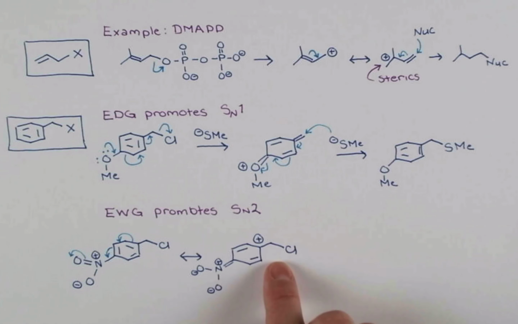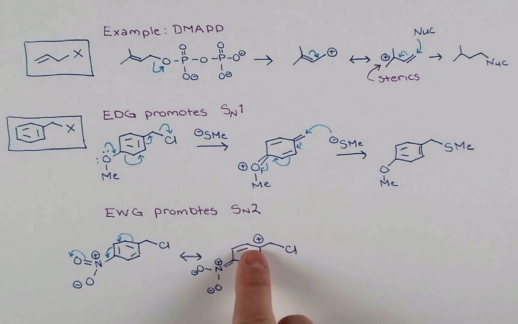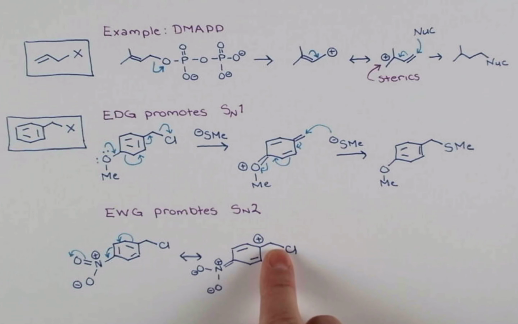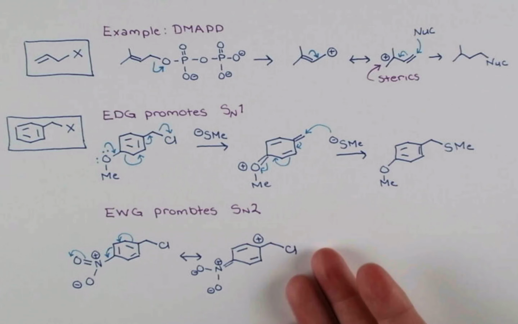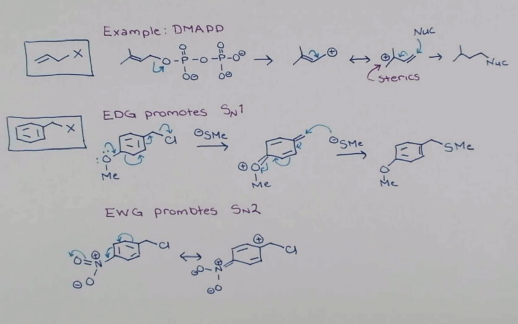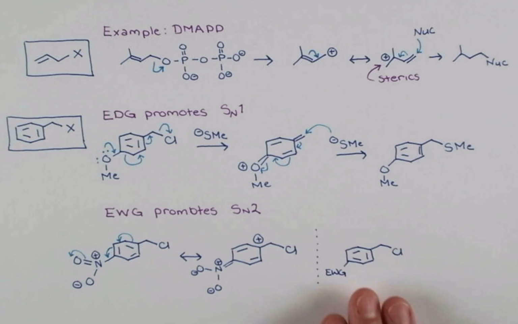Now imagine trying to make this chlorine leave on its own. We have all this positive character here. We're trying to make a carbocation here that's going to be really high energy. So substrates with this para-electron withdrawing group tend to favor the SN2 mechanism, even though they're giving a similar product.